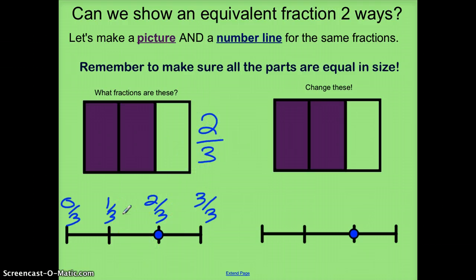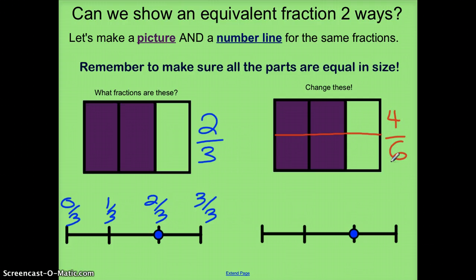So we're going to partition our other model to come up with a new fraction. One thing I need to make sure of is that each piece or each part of the whole is still the same size as the rest. These are pretty close to all being the same size. I can see my new fraction is 4 out of 6.